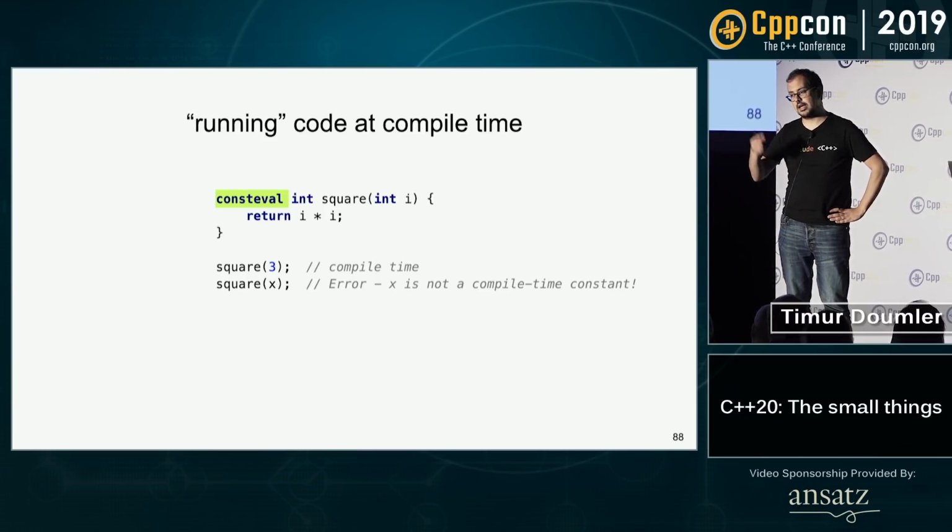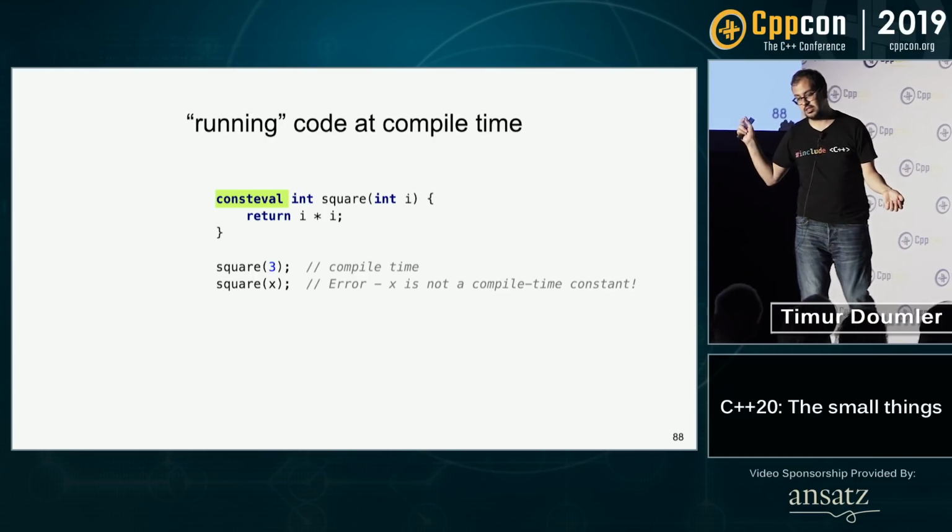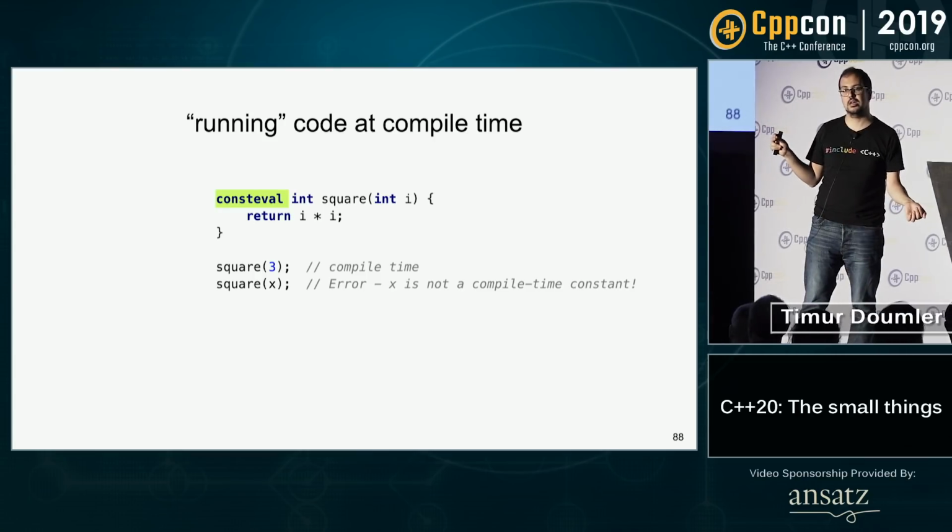Sure, but that's the client code, right? You force the compile time thing where you call it. But with consteval, you can force the function itself to be not actually a function. It's going to be just this kind of compile time thing. And if you use consteval, you are guaranteed that this will never generate any code, okay?